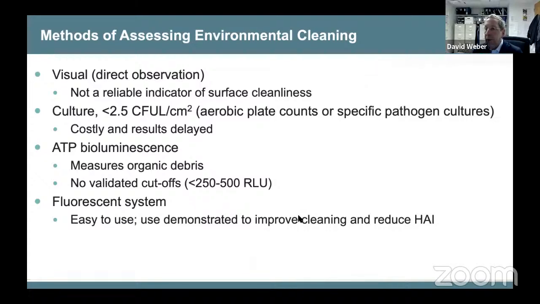How do you tell if something's clean visually? Not very good. You could culture it, but it's not immediate and really doesn't work except for research. You could use ATP bioluminescence, but there is no validated cutoff. So there's no study or guideline that says if you're under X, you have a lower risk of infections and the area should be clean. And because you're not actually measuring bacteria, you can put down a large number of bacteria and still have a negative bioluminescence, and you could have all dead bacteria and have a positive bioluminescence.